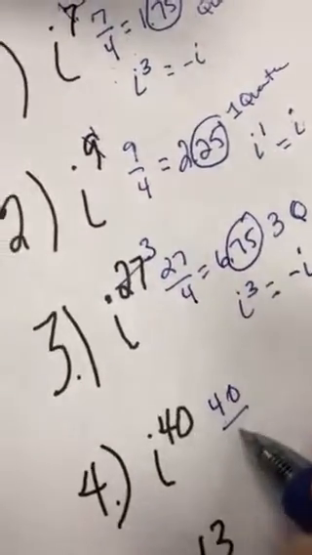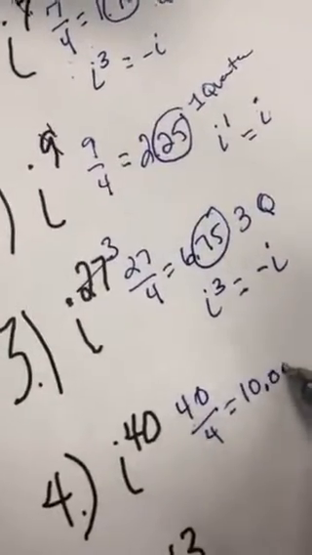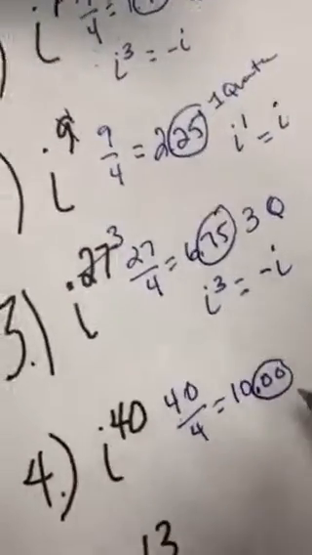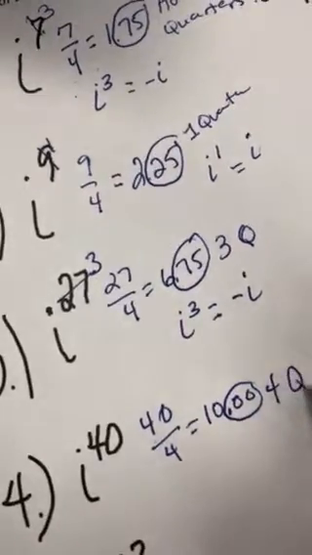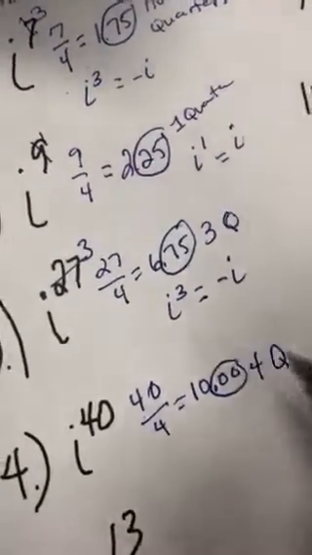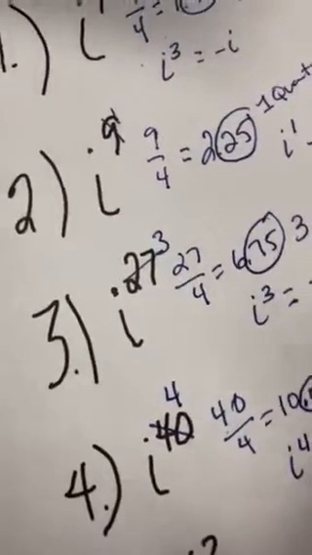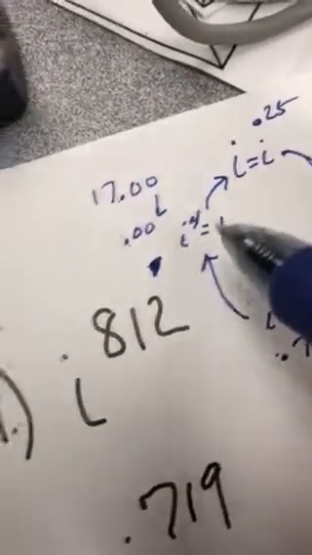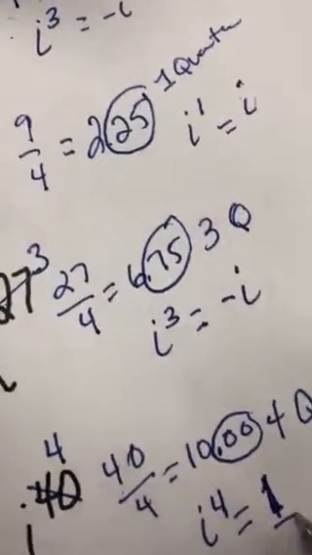Okay, here's 40. I know what this one is. 40 divided by 4 is 10. 10 what? $10. That's where we get the money from. $10. So it's 0.00. How many quarters in a dollar? Not 0, but how many quarters in a dollar? Well, it would be 4 quarters, right? 4 quarters in a dollar. So they would come over here and change this to i to the fourth so we can keep up with it. i to the fourth is equal to, come over here to my chart, i to the fourth is equal to 1. Come back here and say i to the fourth is equal to 1.